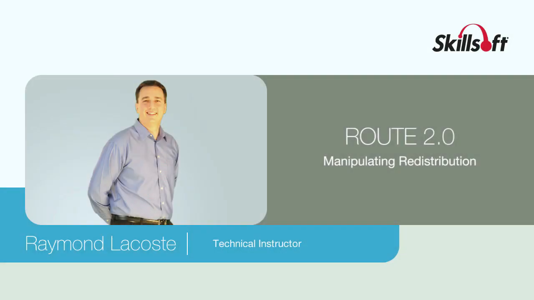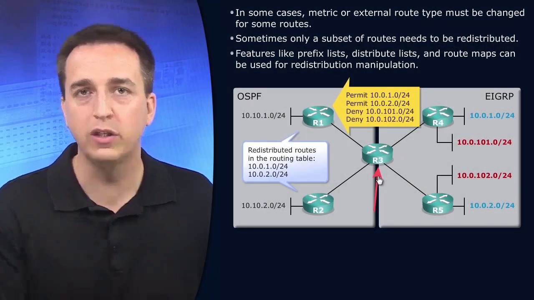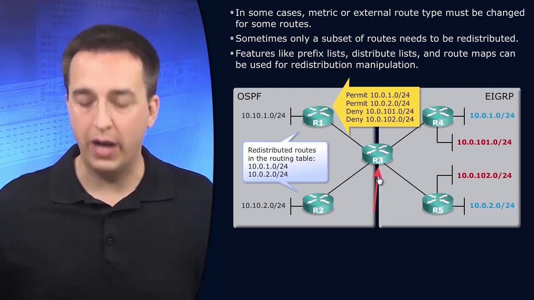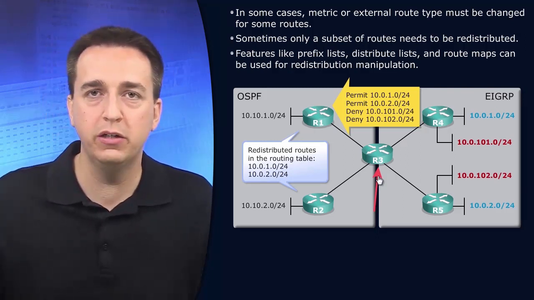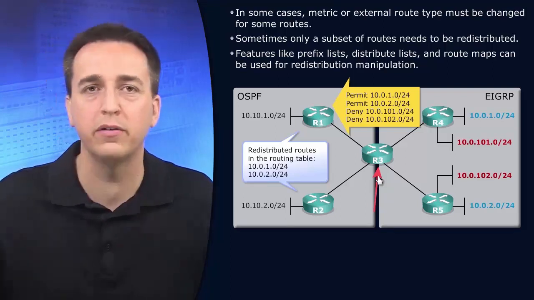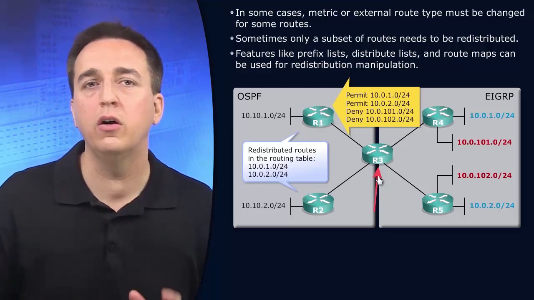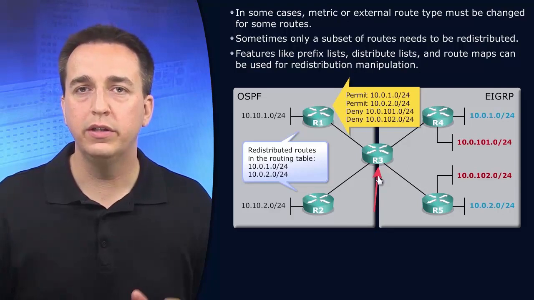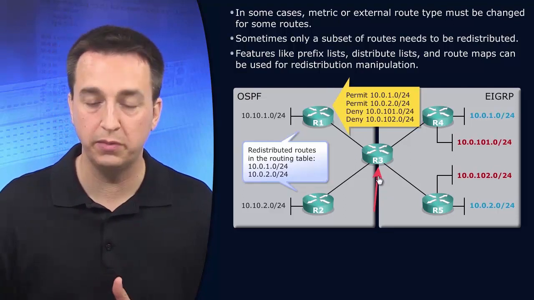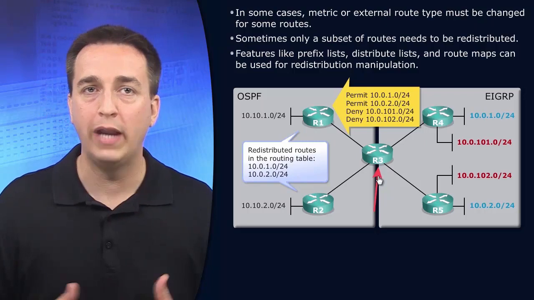By default, when you perform redistribution on the boundary router, all of the routes will be redistributed. So in this example, we have 4 different routes: 10.0.1.0, 101.0, 102.0, and 2.0, all /24 networks, but that doesn't matter right now. And by default, if we go into router OSPF configuration mode and type in redistribute EIGRP, the autonomous system number, let's say is 100, subnets, what happens?